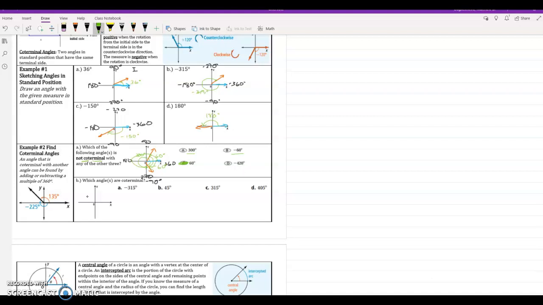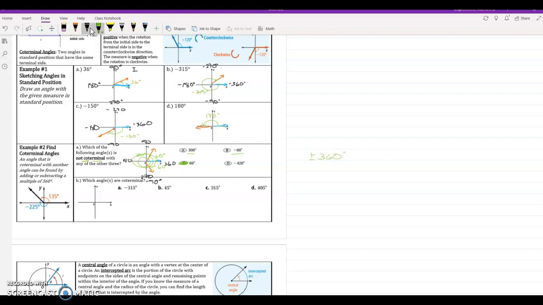Okay. Question B, which angles are coterminal? Okay. One of the easy ways we can tell that angles are coterminal is that they are separated by 360 degrees. So if you want to, instead of having to graph these, you can just add or subtract 360 and see if you get the same number. If angles are 360 degrees apart, they are considered coterminal, meaning that they will end in the same spot.